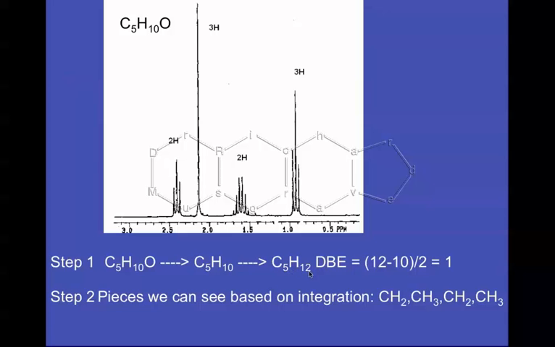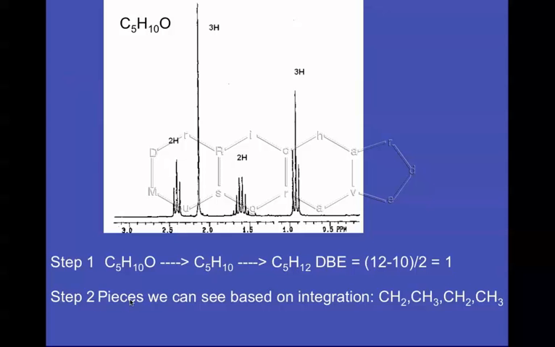For more information about this, please go back and take a look at the units of unsaturation mini lecture if you haven't already seen it. So the way to figure out the double bond equivalence, 12 minus 10 divided by 2, that gives 1. So we know there's at least one, there is one double bond or one ring in this compound.